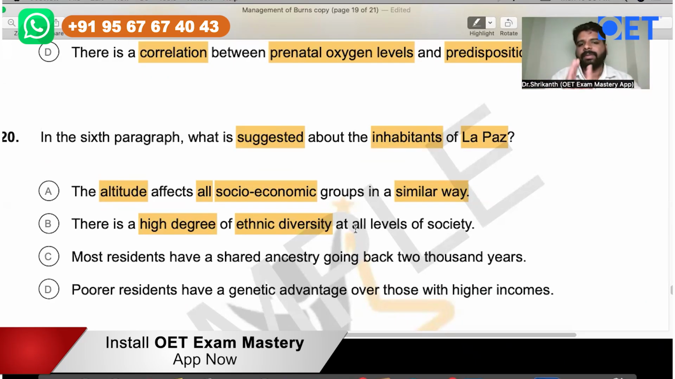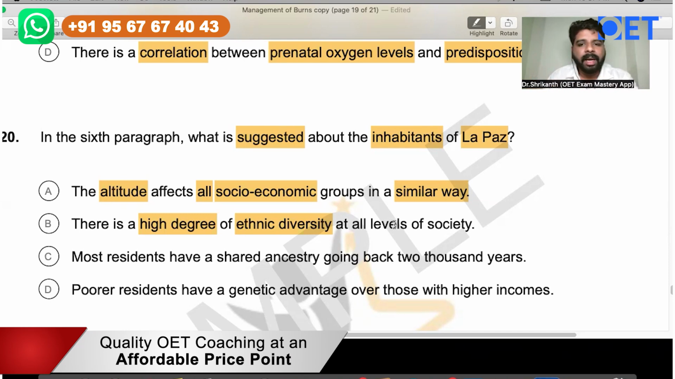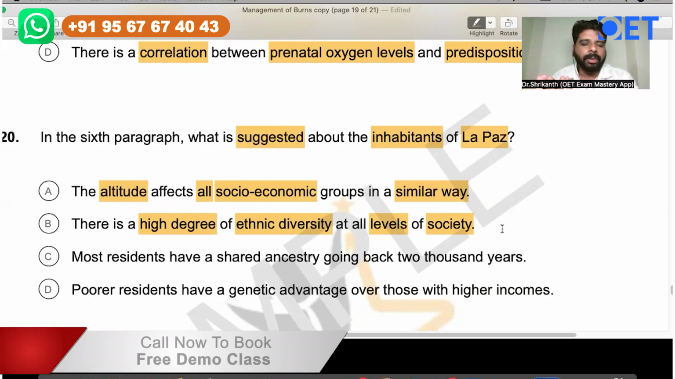What does diversity basically mean? Diverse means variety, a big variety of ethnic diversity at all levels of society. So that is in rich people, in poor people, in middle class people, all of them have mixed diversity. Different types of background people are there in all levels of society. That is what is suggested about people living in La Paz.